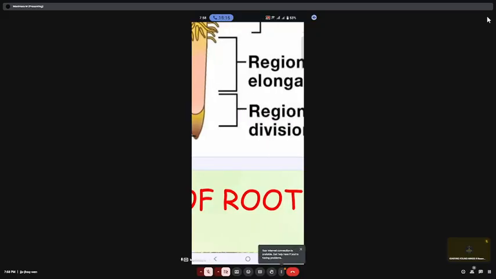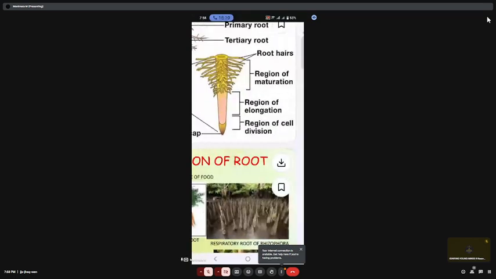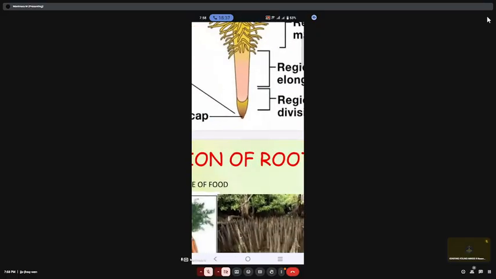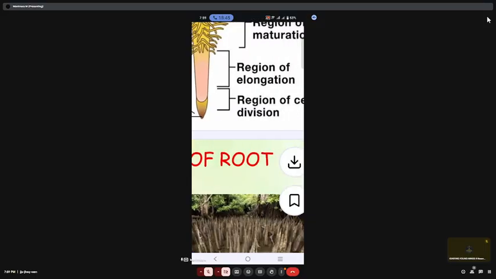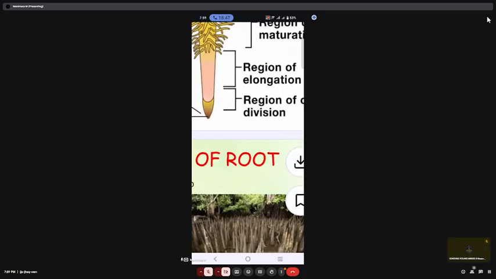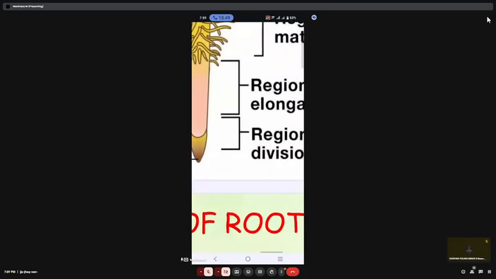The region is called the region of cell division, or region of meristematic activity. It extends only a few millimeters. The cells present in this region are very small and very thin walled. They have a dense protoplasm and are able to undergo repeated cell division. They are the main growing region of the root.